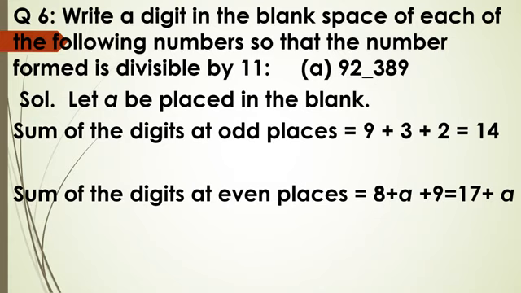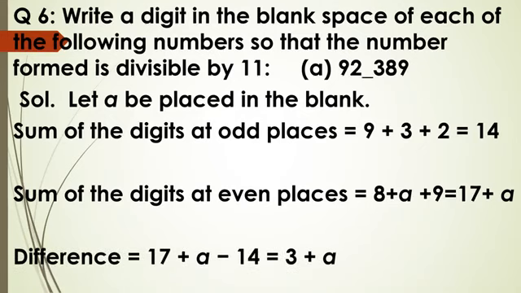Now find out their difference. 17 plus A minus 14. We will subtract now. 17 plus A minus 14. So 17 minus 14 is 3. Okay, and A will remain A. That is 3 plus A.